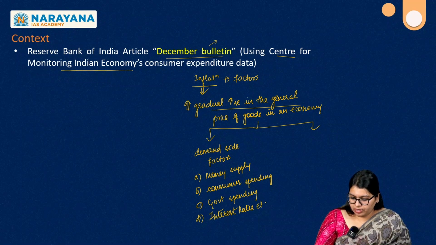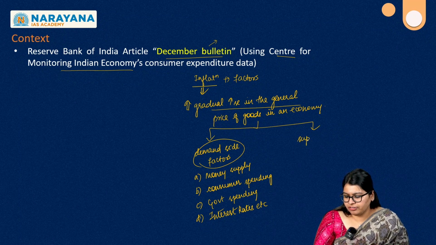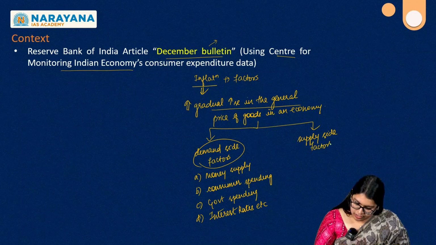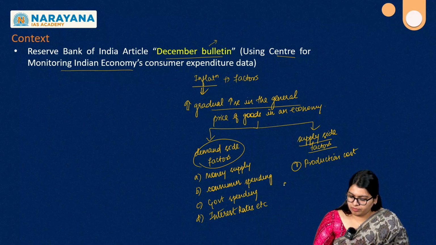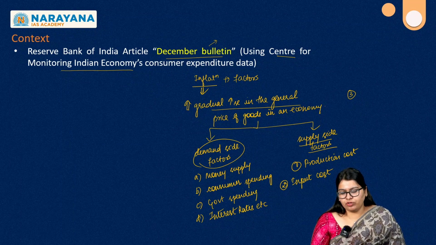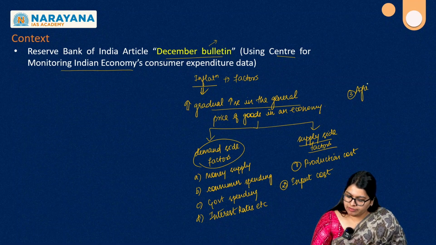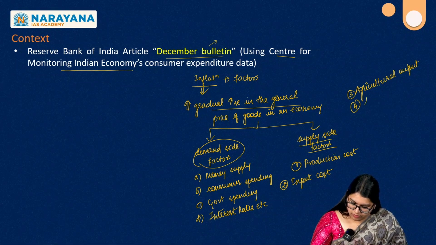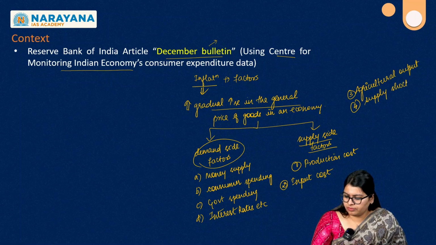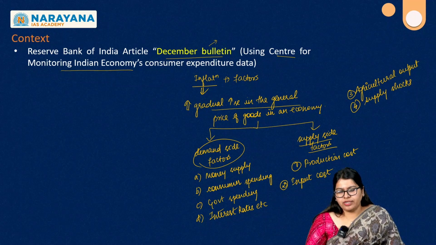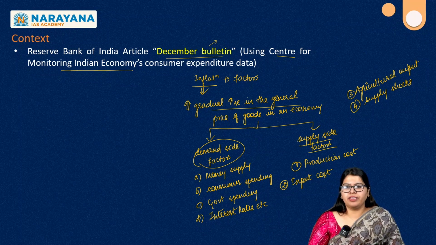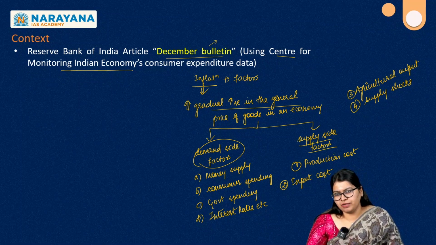Whereas the supply side factors include production costs and input costs. Apart from production cost and input cost, it also includes factors like agricultural output and supply shocks. So basically, inflation is a gradual increase in the general price of the goods in an economy, and that is affected by a number of factors, that is the demand side and the supply side factors.